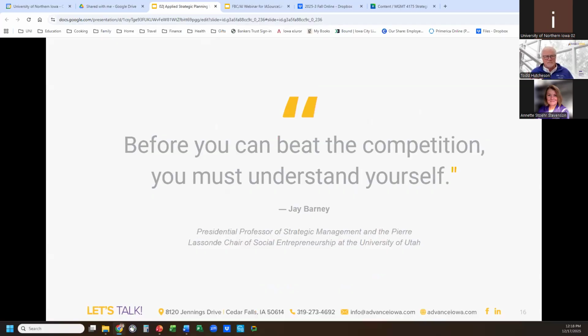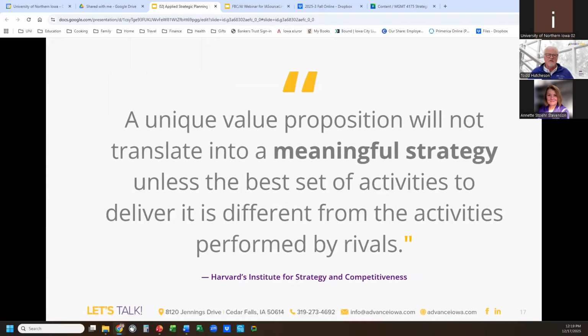So dig deep and understand who you are as an organization and what your purpose is. You have to understand that first, and then you have to translate it into a value proposition that differentiates you from your competition in your market.